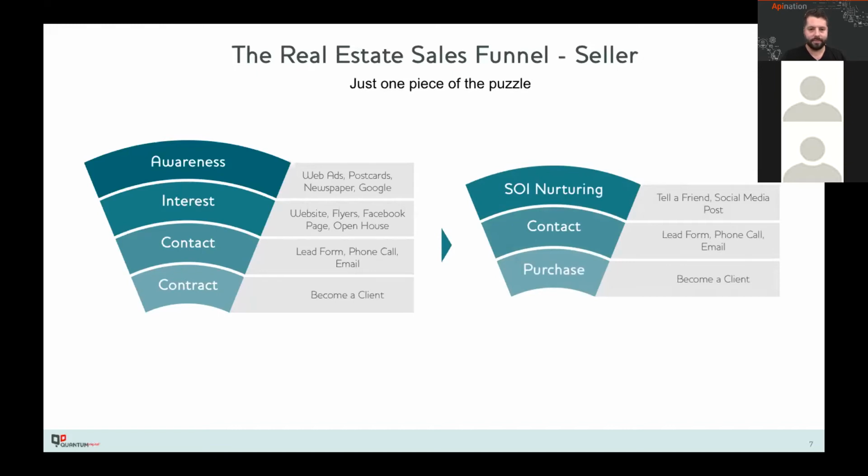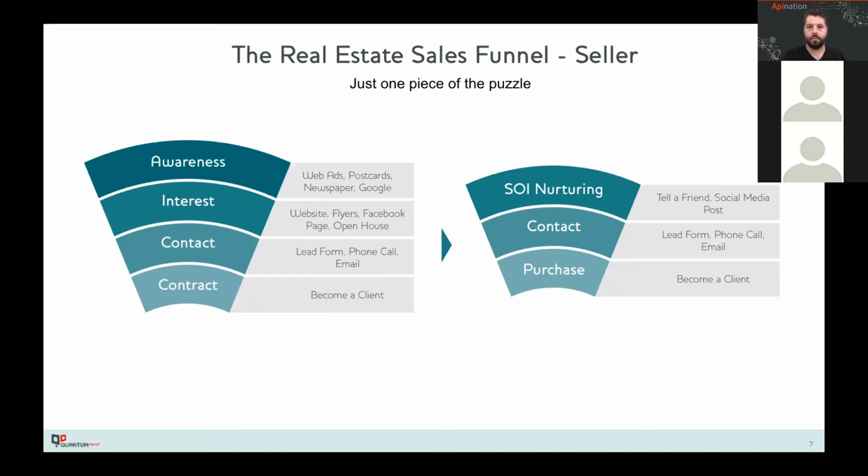So let's say you have somebody who contacts you or fills out a lead form on a Facebook page or DMs you or whatever the case is, and they kind of fall out of there. You lose contact with them.